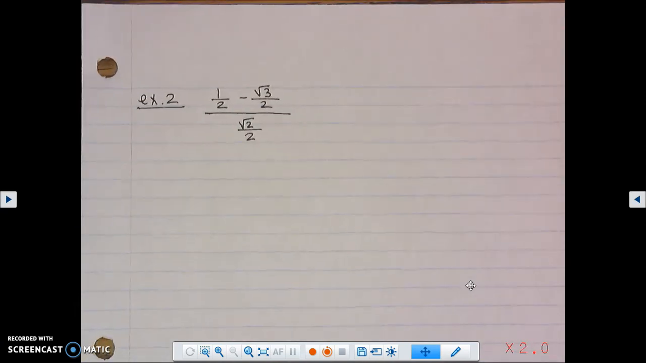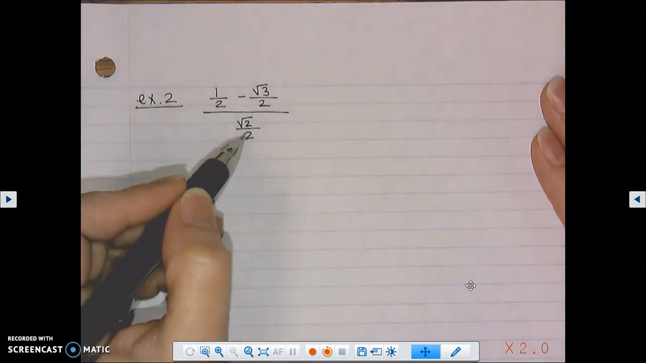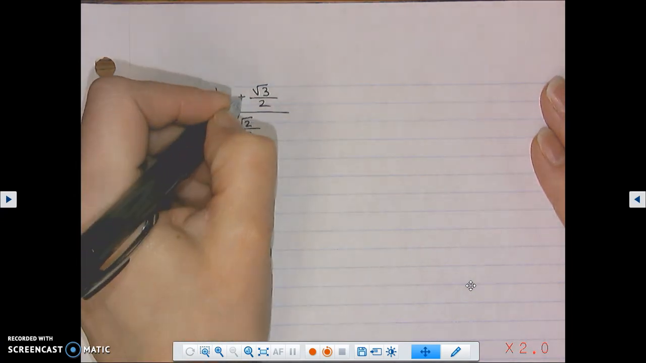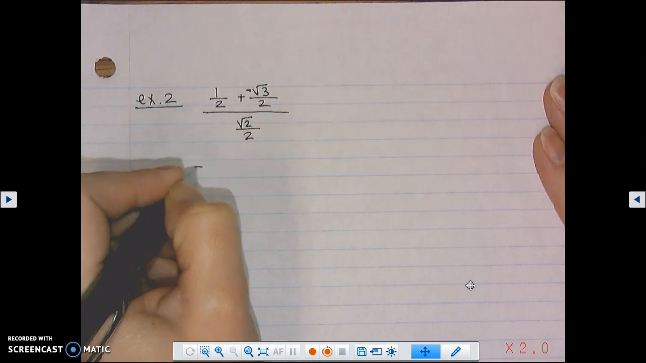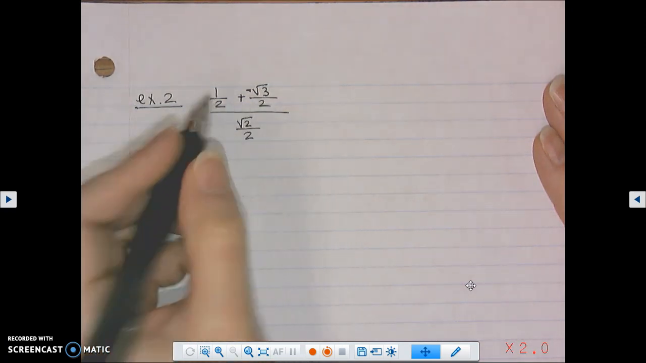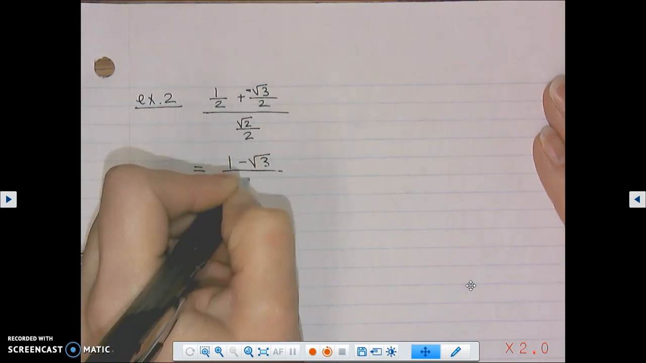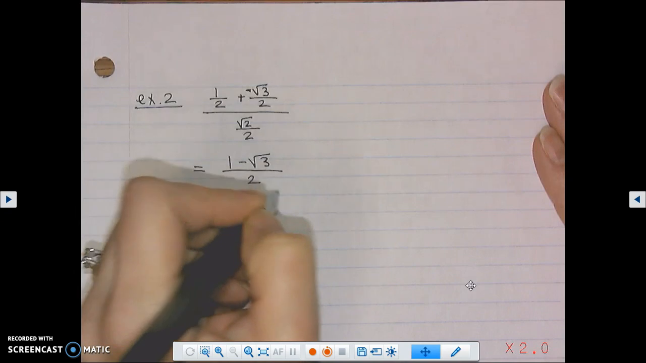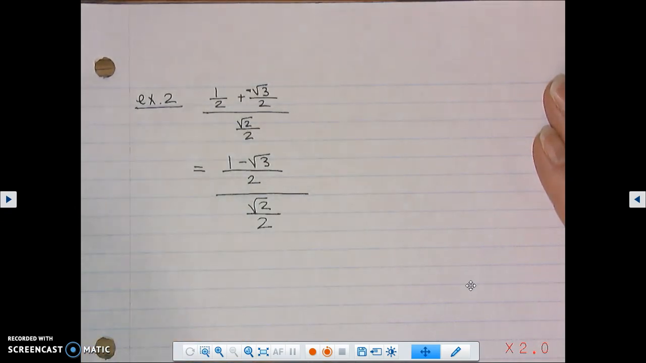So let's take a look at one more here. So we have 1/2 minus the radical 3 over 2 all over radical 2 over 2. So before I forget, I'm going to go ahead and make that be plus a negative. So the first thing is to look at and combine the numerators, which means we already have a common denominator. So we're going to have 1 minus radical 3 over 2 over our denominator of radical 2 over 2. There's nothing else to do there.